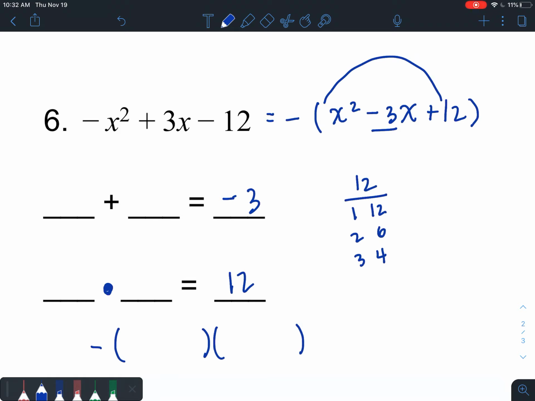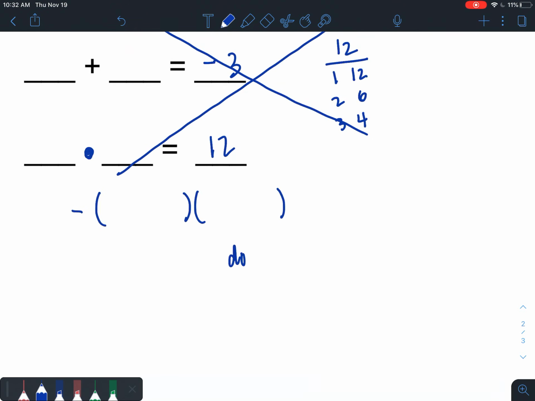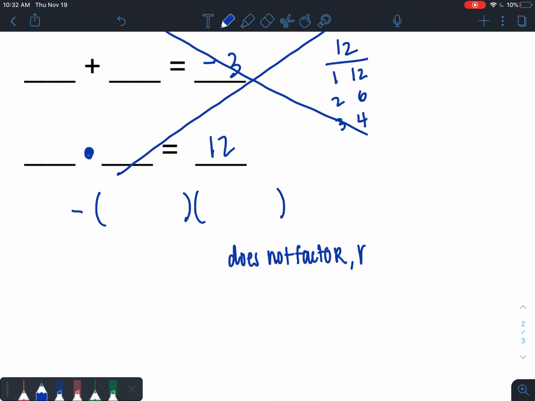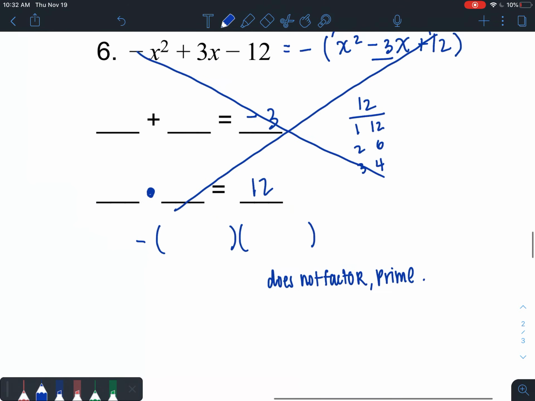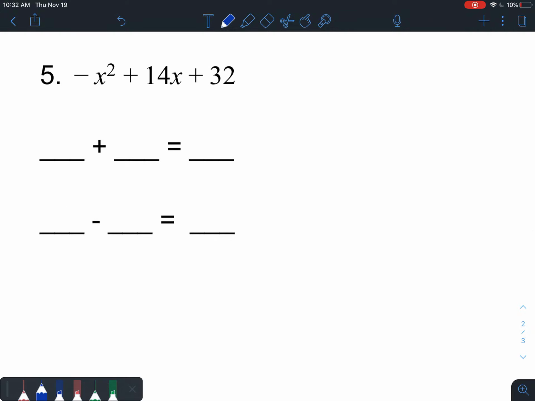You know what? This one doesn't even factor. So this one does not factor evenly. It's prime. And that's because we couldn't come up with two numbers that multiply to be 12 and add to be negative 3.